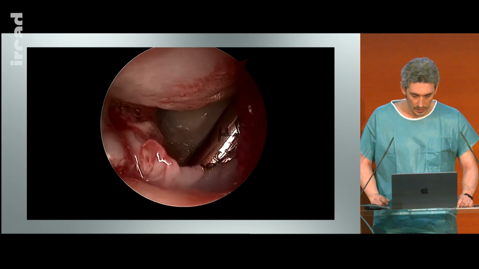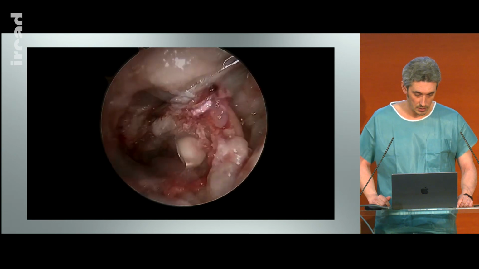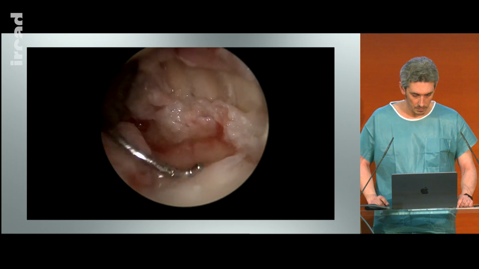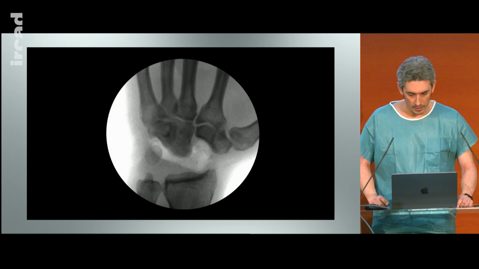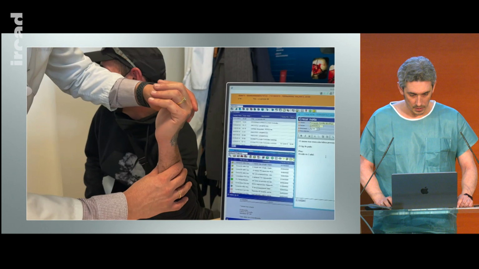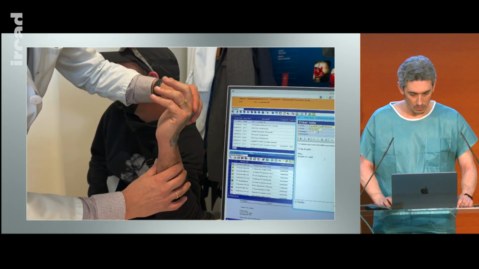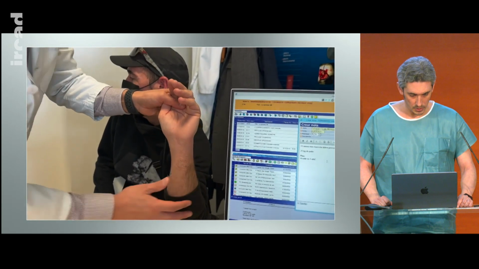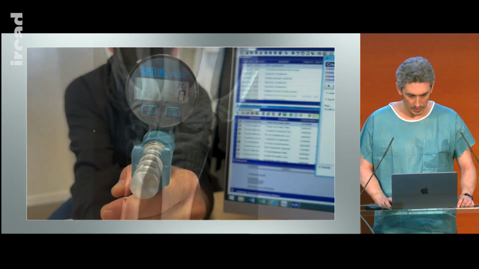So we were able to perform the proximal row carpectomy arthroscopically. Even in this case, you can see the lunate, and this is the final aspect with the capitate perfect and the scaphoid and lunate fossa, and the final aspect of the X-ray and the clinical result. This is just 1 year after surgery. You can see a good range of motion and the scar of the volar central portal.